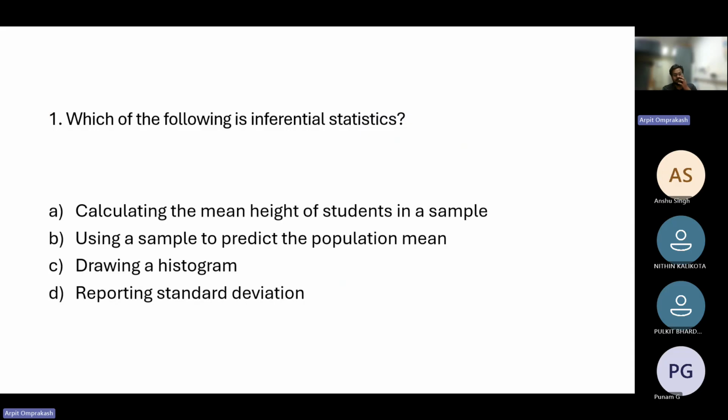So we'll get started. The first question is, which of the following is inferential statistics? Option A, calculating the mean height of students in a sample. B, using a sample to predict the population mean. C, drawing a histogram. Or D, reporting standard deviation. What do you guys think is the answer here? Today we'll have mostly easy, small questions like this, and you guys can answer.